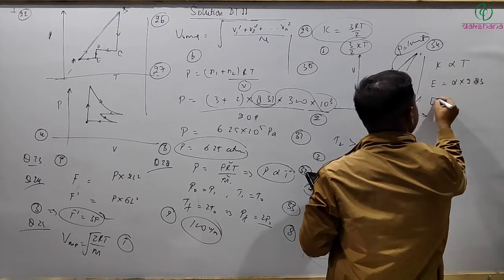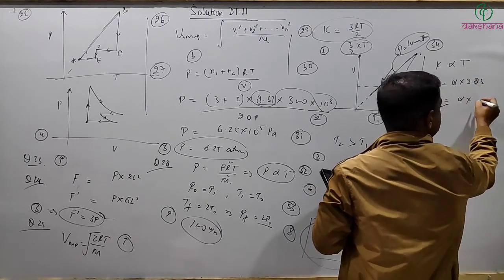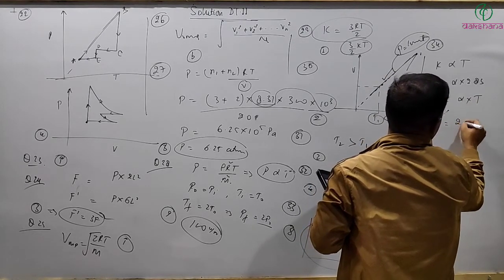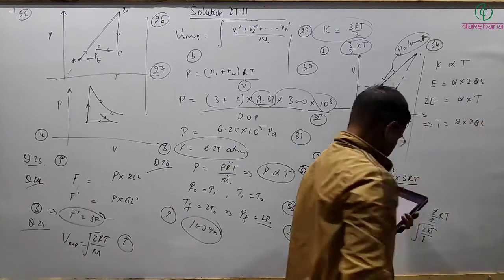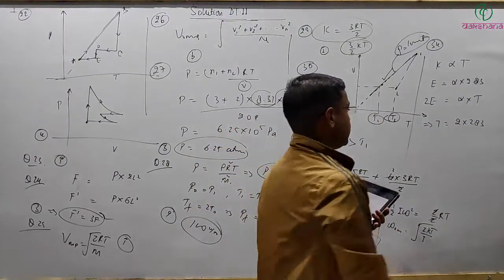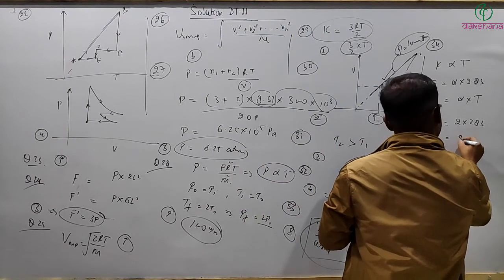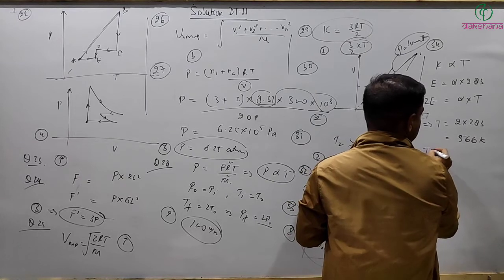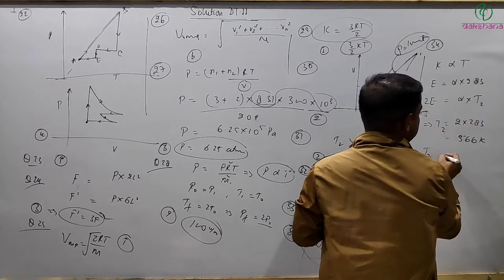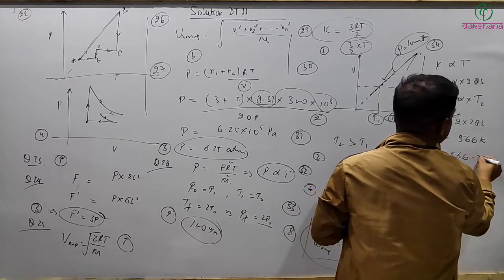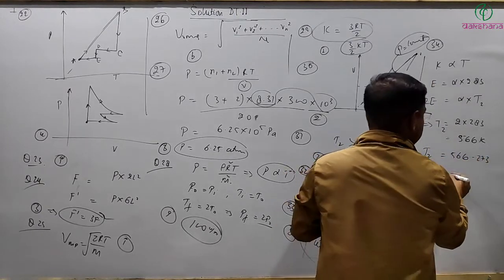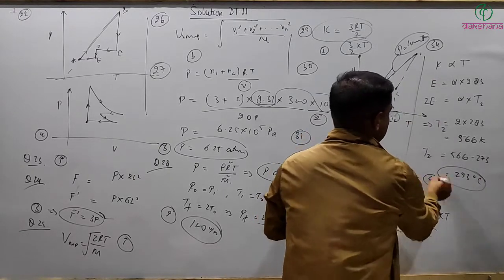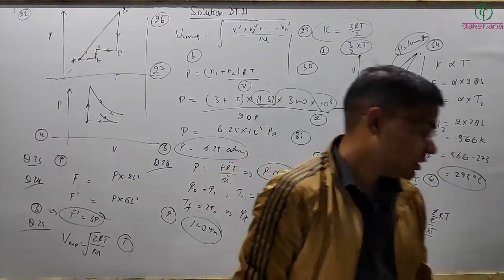Next, E will be equal to alpha, some constant, multiplied by T. So from here we understand this is 2E, so T comes out to be 2 into 283, right? Solving this gives 566 Kelvin. So in degrees Celsius, T2 will be equal to 566 minus 273, which comes out to 293 degrees Celsius. And it's matching none of the options, so that will be the answer to question number 34.